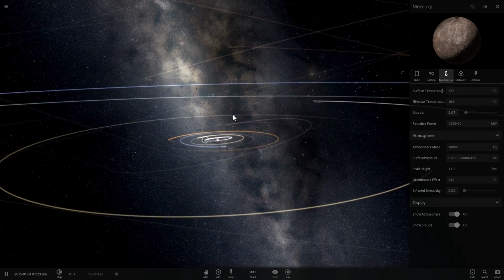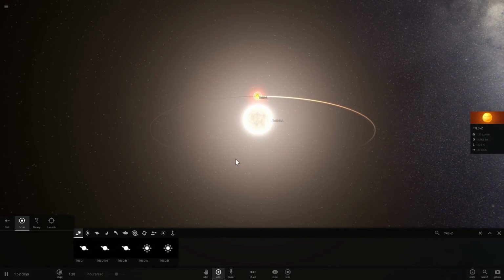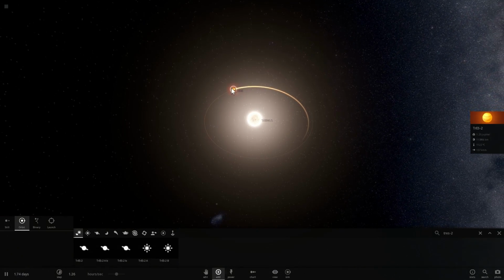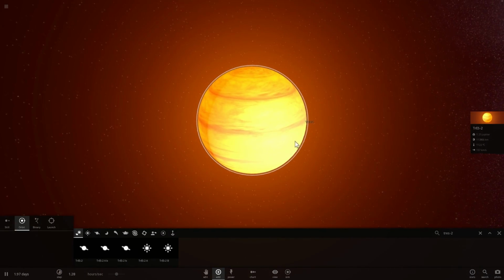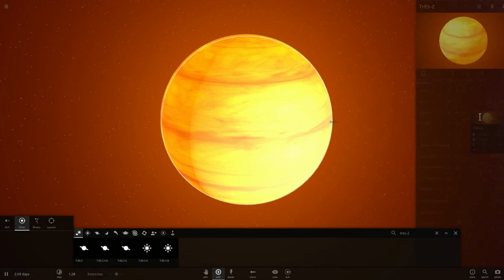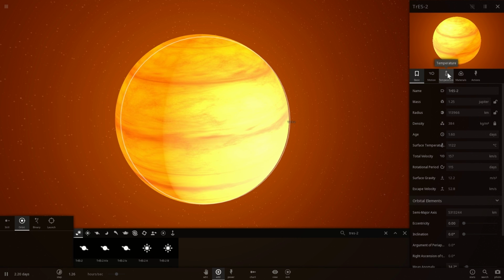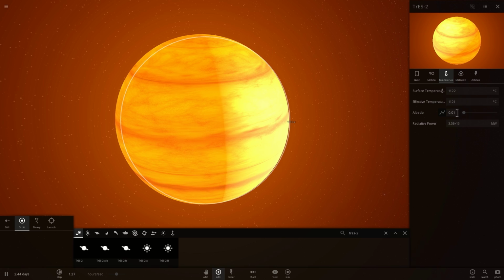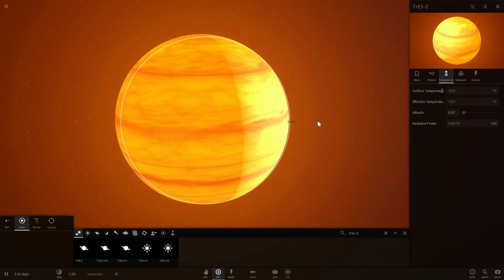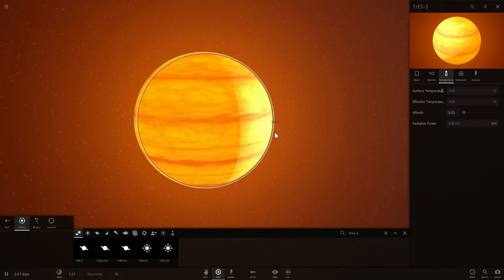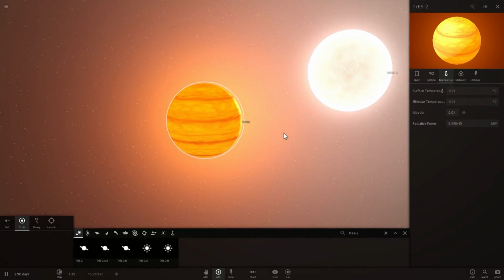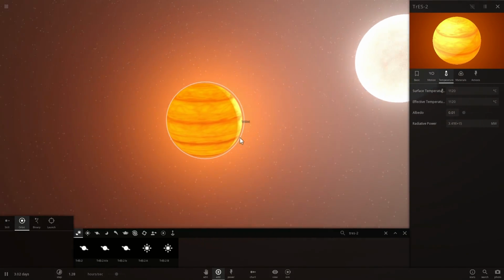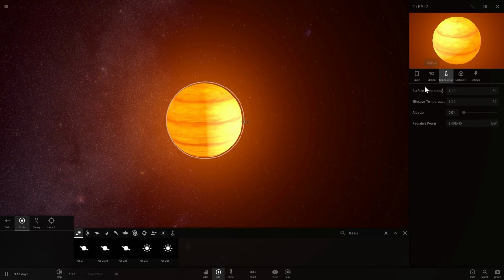If we go back to TrES-2b, we're actually going to just create the system from scratch here. And so here is TrES-2b. And even though it's a very, very hot Jupiter, as it's called, a gas giant that's very, very close to the star and is ridiculously hot, its albedo is only 0.01. So even though it is very, very hot, it doesn't actually reflect that much stuff and is essentially as dark as charcoal. So this would technically be completely black right now.